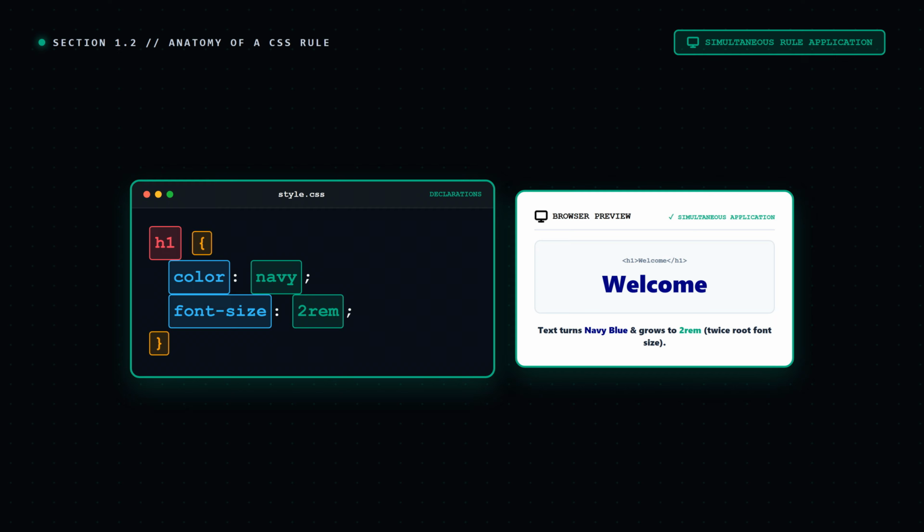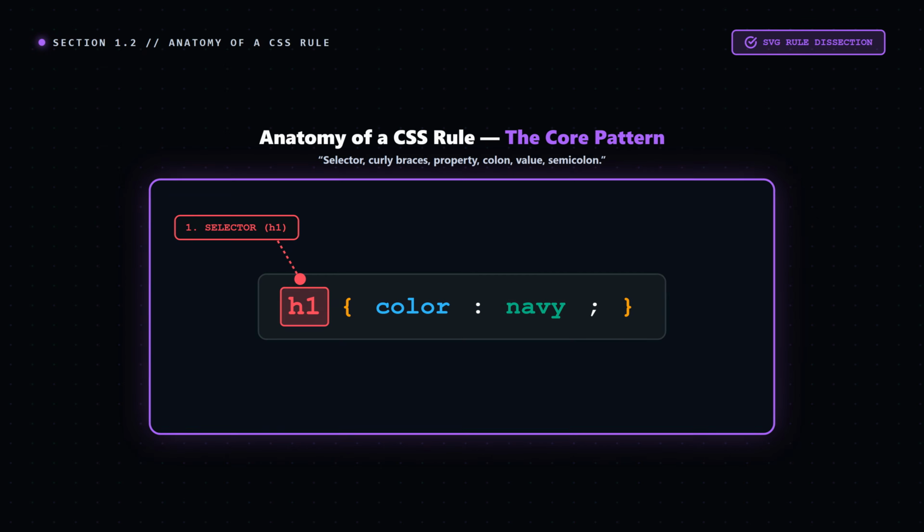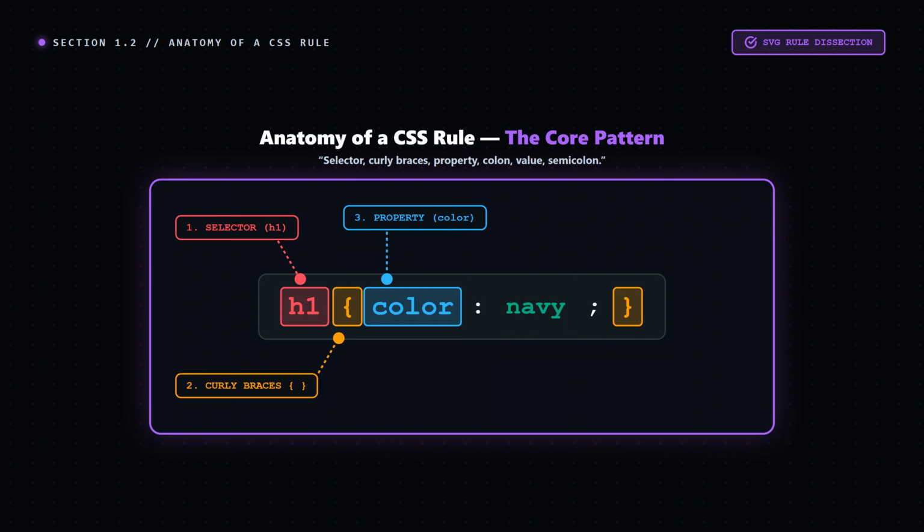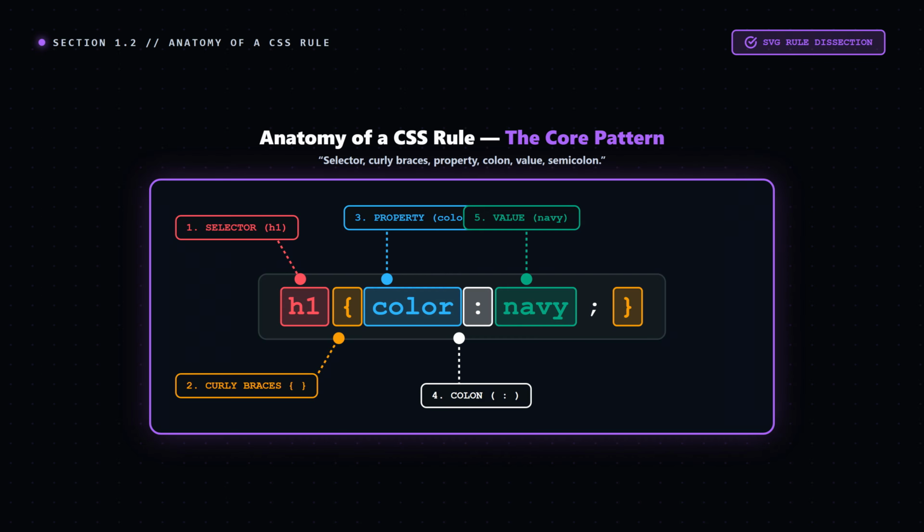When the browser parses this rule, it finds every h1 element in the document and applies all of these declarations simultaneously. That's it. Selector, curly braces, property, colon, value, semicolon. That's the core pattern you will write thousands of times.